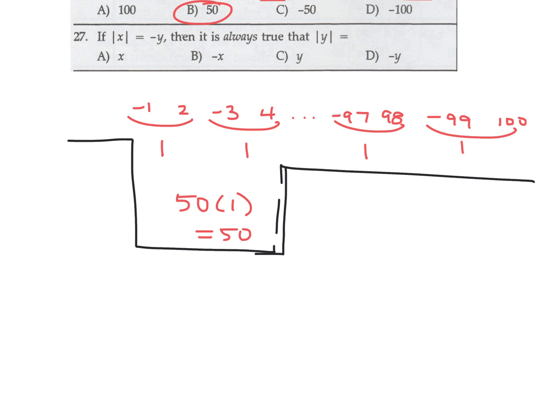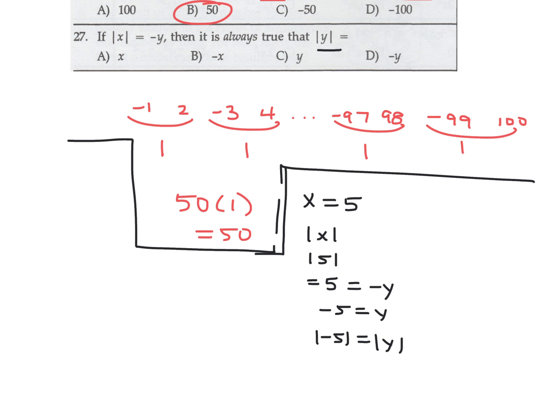If the absolute value of x is equal to -y, then it is always true that the absolute value of y is. Okay, there's several ways of doing this. You can either do it just with x's and y's, or you can do it with a number. So I like doing it with numbers. I'm going to let x equal 5. That means the absolute value of x is the absolute value of 5, which is 5. And they're saying that's equal to -y. So therefore, y would be -5. And therefore, what they're asking, the absolute value would be the absolute value of -5, which is 5.